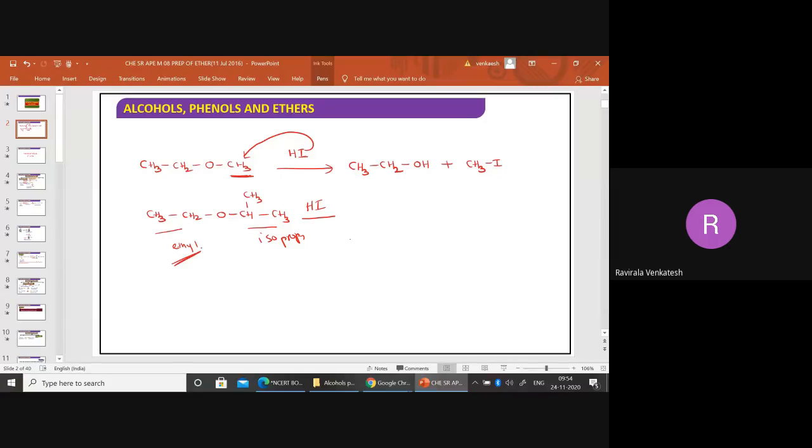Because it is a small group. Ethyl, compared to this, is a small group actually. So definitely the product must be CH3CH2I plus CH3CH(OH)CH3, isopropyl alcohol. Ethyl iodide we get actually.